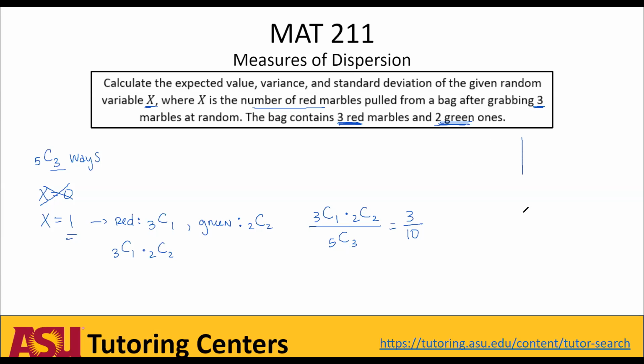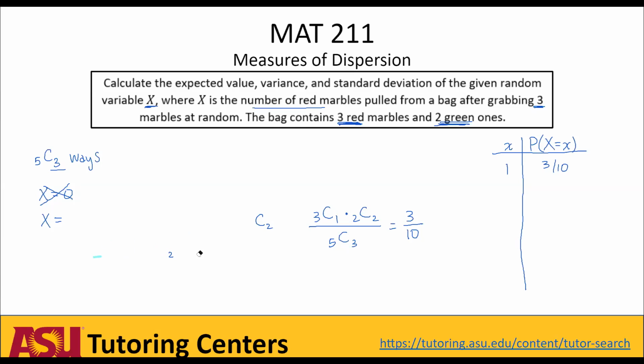We can make ourselves a table. So we'll say our little x variable here and the probability that big X equals little x. We can have big X equal to 1, and that's going to be 3/10 probability. So next, let's consider x equals 2. We'll erase this for now.